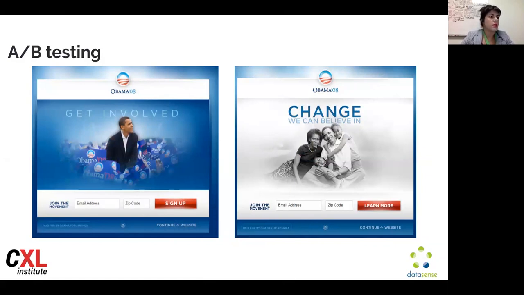This is a famous A/B test that raised Obama $6 million in campaign donations, okay? So here you can see 2 completely different messages crafted for 2 completely different audiences, right? So if you were using, and honestly, I don't know if they actually use personas to make that kind of hypothesis, but personas can help you drive the hypothesis, okay?